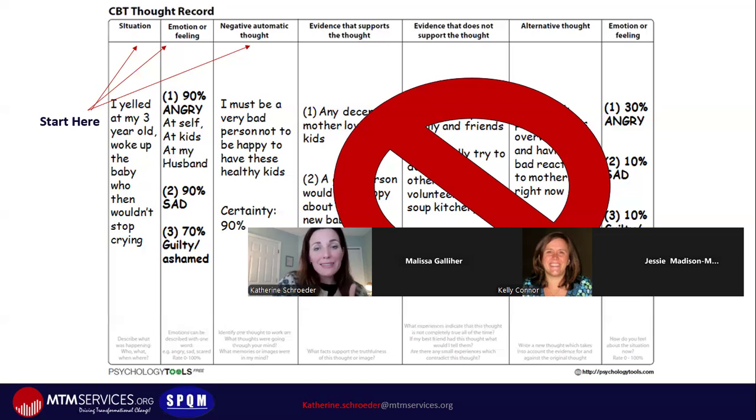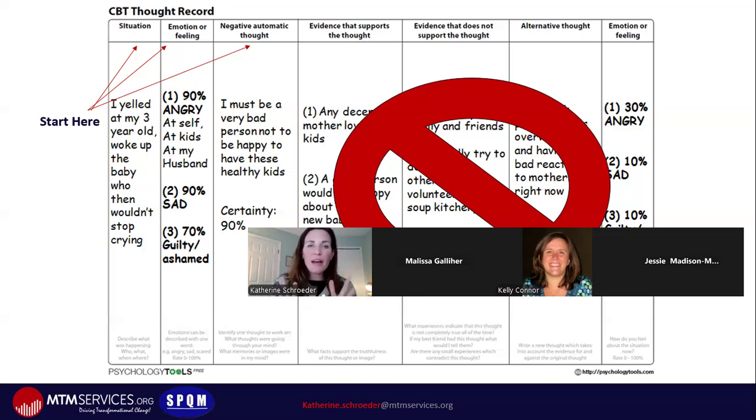Again, because we're getting baselines. And I love a good baseline. I love a good way to measure something so someone can see the effect of it at the end. So even if I don't use this particular thought record with a client, I still ask them, let's rate it. I add that in because of this particular record that I found. And so this person started out by saying they felt 90% angry, 90% sad, 70% guilty and ashamed.